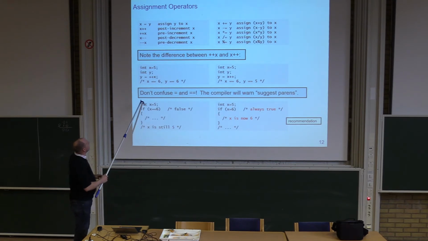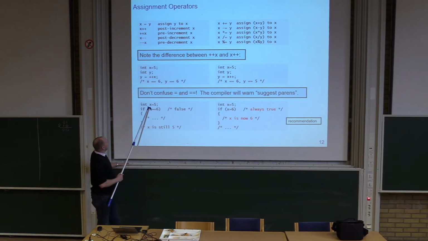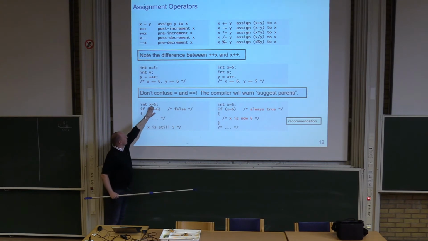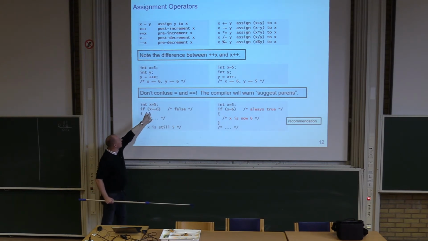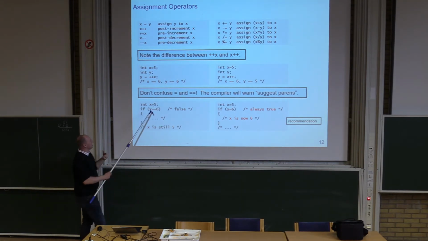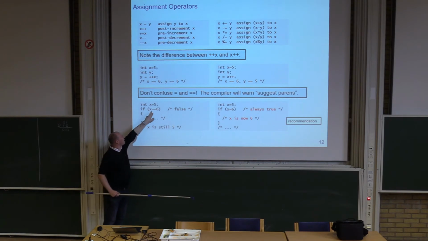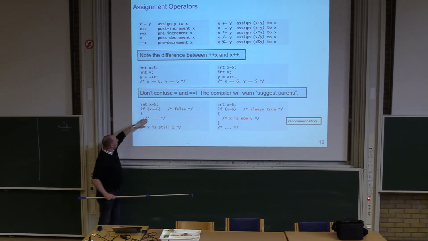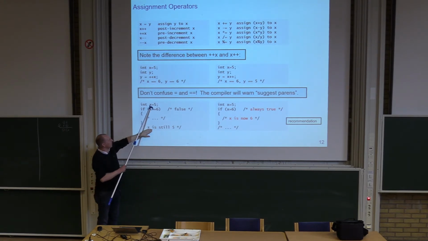And as I mentioned, you also need to be aware of the difference between assigning something with one equality sign, or doing a comparison. So if x is 5 and then you compare x to 6, that will obviously be false, right? So then you will not execute this and you will go down here and x will still be 5.